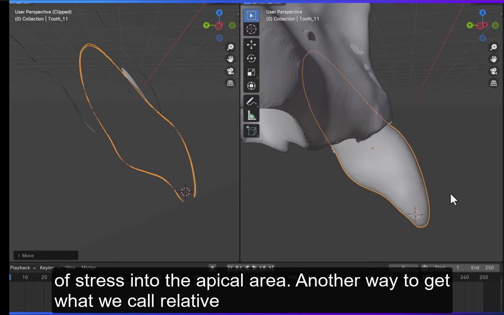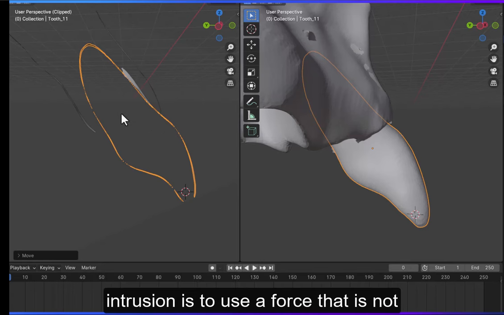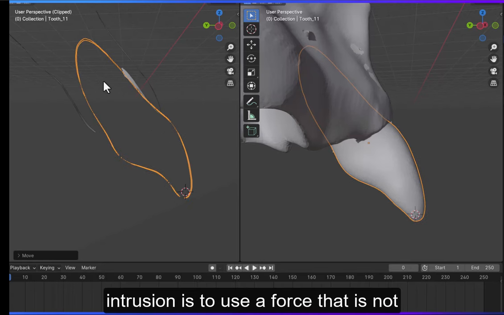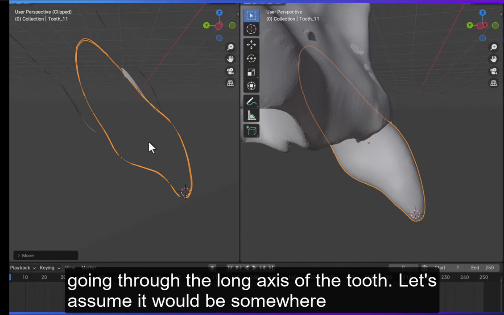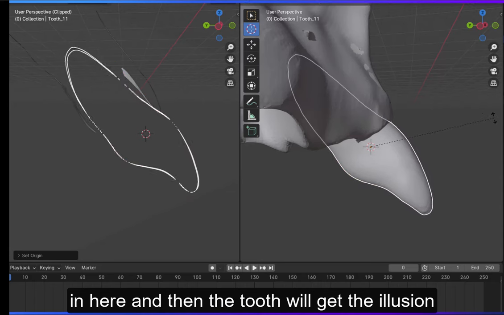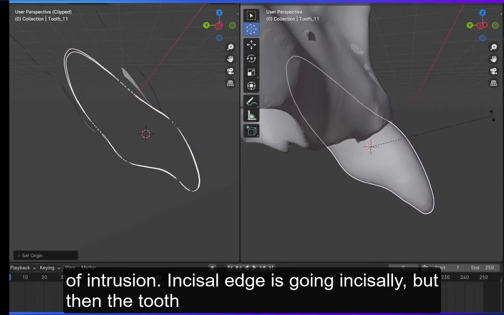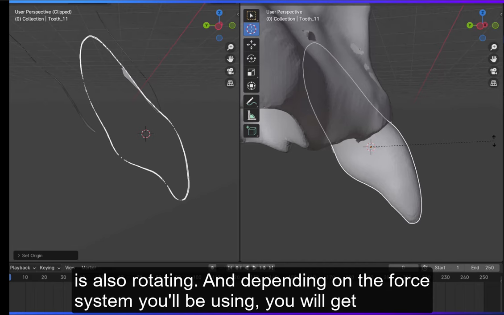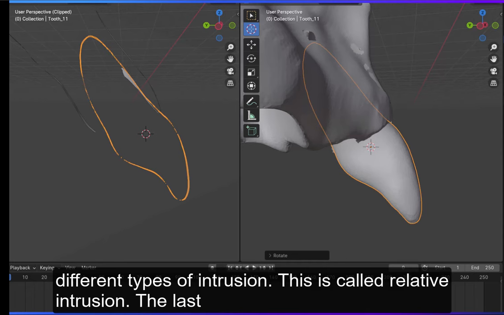Another way to get what we call relative intrusion is to use a force that is not going through the long axis of the tooth. Let's assume it would be somewhere in here, and then you get the illusion of intrusion. The incisal edge is going incisally, but the tooth is also rotating, and depending on the force system you'll be using, you will get different types of intrusion. This is called relative intrusion.